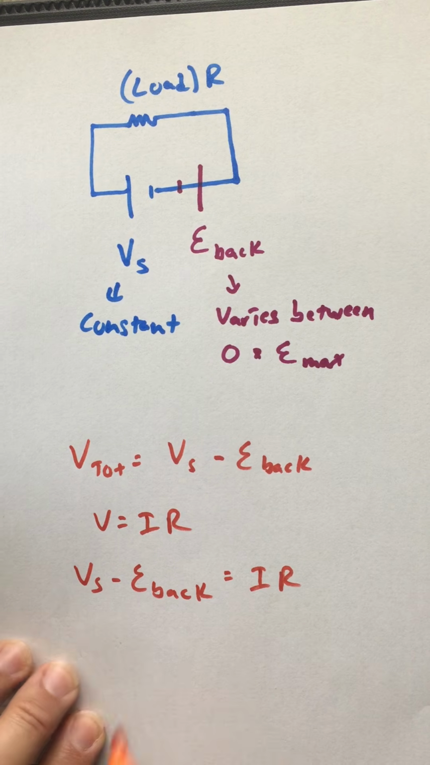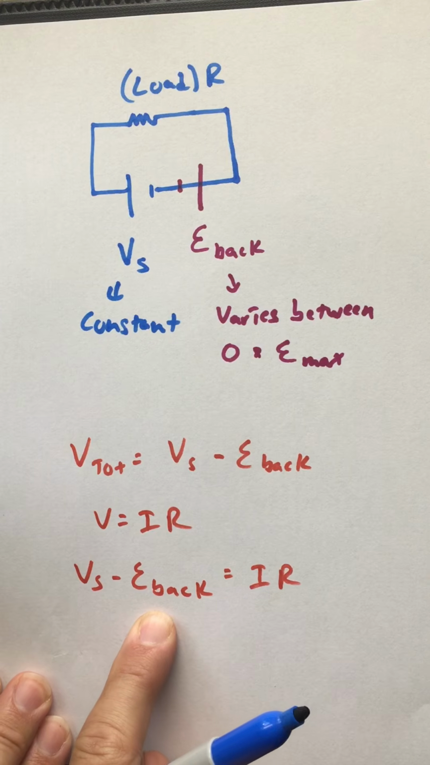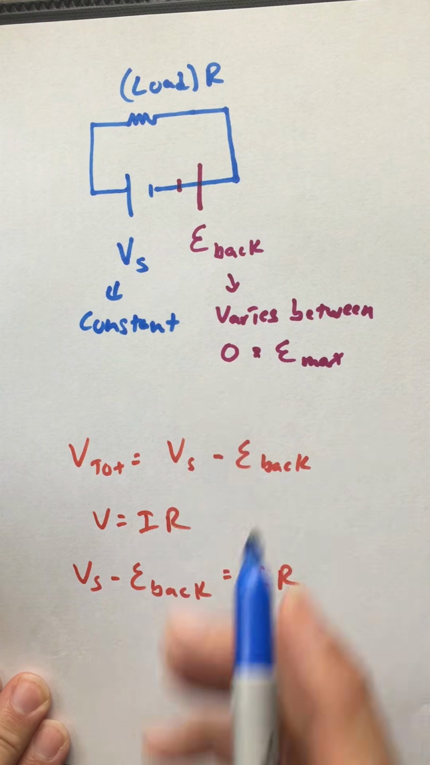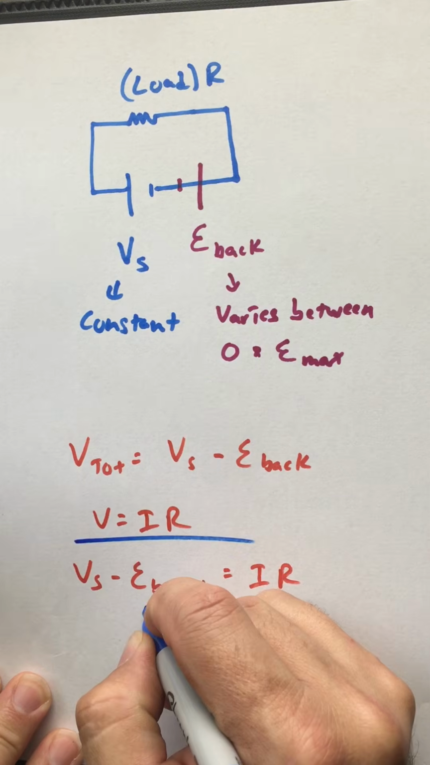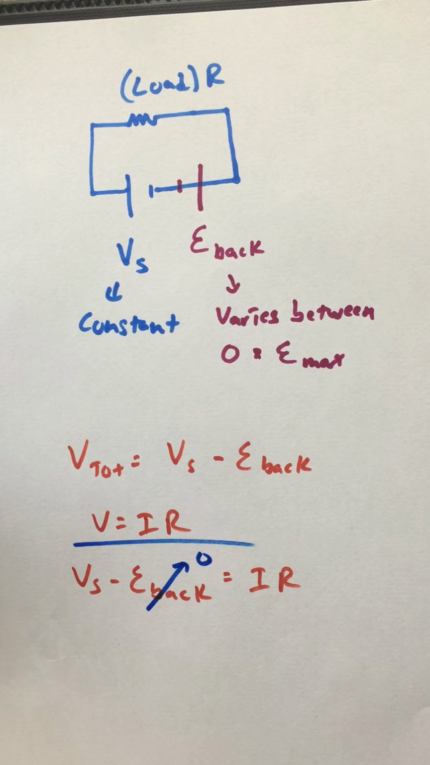So let's think about it. Right when I flip the switch, before this thing has had time to start rotating, what is my back EMF? Back EMF is going to be 0. So right when I flip the switch, this is 0. And then I can easily solve either for the current or the resistance.